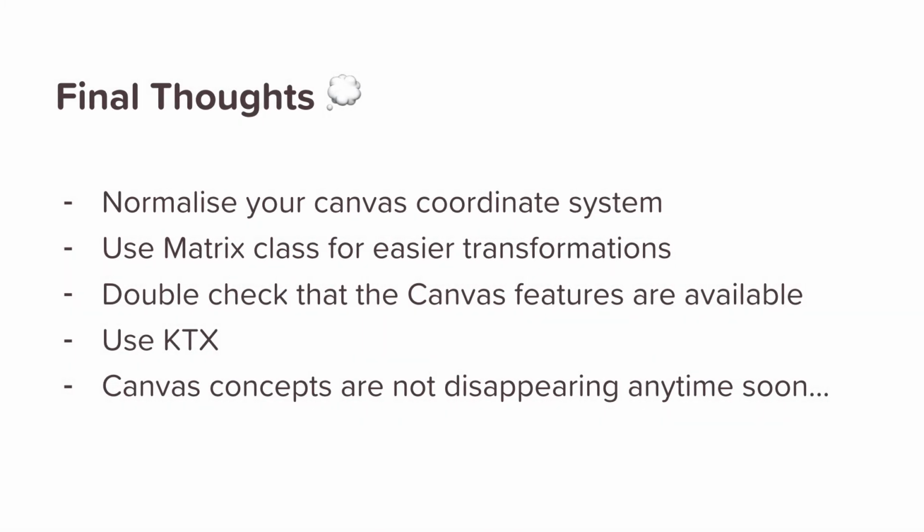So some final thoughts around working with a canvas on Android. The first tip I said is to normalize your canvas coordinate system, making it easier for you to work with your canvas that you're drawing on screen, so you don't have to multiply values by scales and translate and stuff like that. And then use the matrix for easier transformations, so without having to do a lot of geometry and stuff yourself, make use of the matrix, apply your rotation, your scale, and that kind of thing. And then double check that the canvas features that you're using are available for all the APIs that you're working with. So we saw the shadow layer didn't really work so well with certain versions.